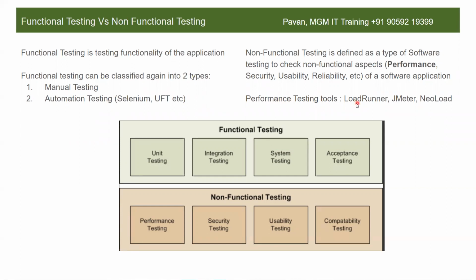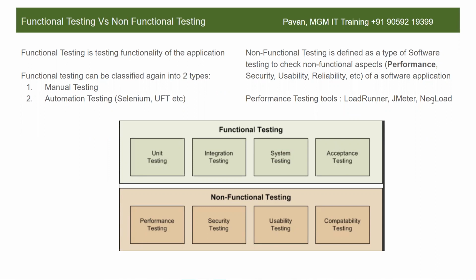Now, what are the performance testing tools? What are the major performance testing tools in the market? You have LoadRunner, JMeter, and NeoLoad. Right? First comes LoadRunner, and then JMeter, and then NeoLoad. So LoadRunner is a licensed tool. JMeter is an open source tool. NeoLoad is another licensed tool. Okay. That is slowly gaining the market share.